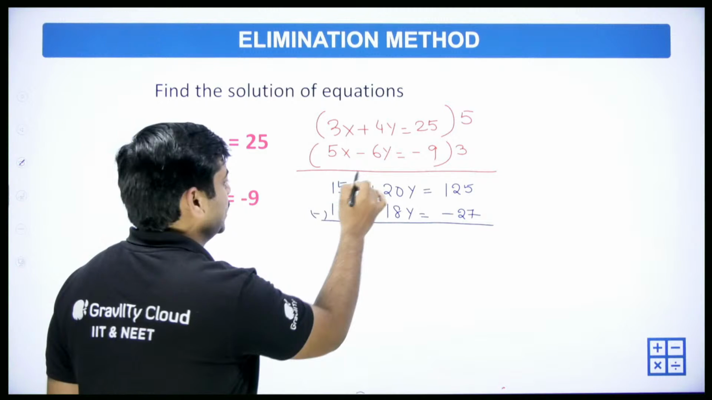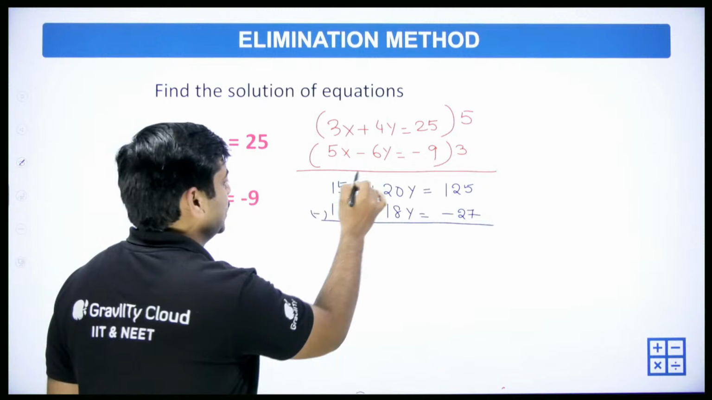So once you get y equal to 4, substitute back in any of the equations to get the value of x. Okay. So if you substitute y equal to 4 here, 3x plus 4y, 4 into 4 is 16, is equal to 25. So 3x plus 16 is equal to 25. So 3x equal to 25 minus 16, which is equal to 9 if I'm not wrong. So 3x equal to 9 and x is equal to 9 by 3. We will get the value as 3.